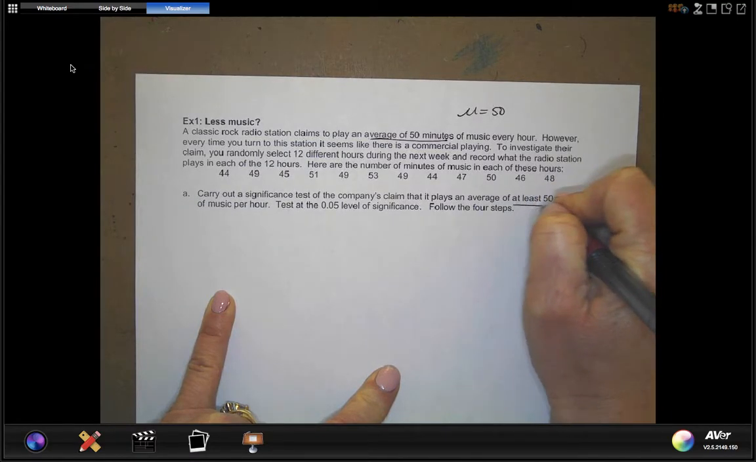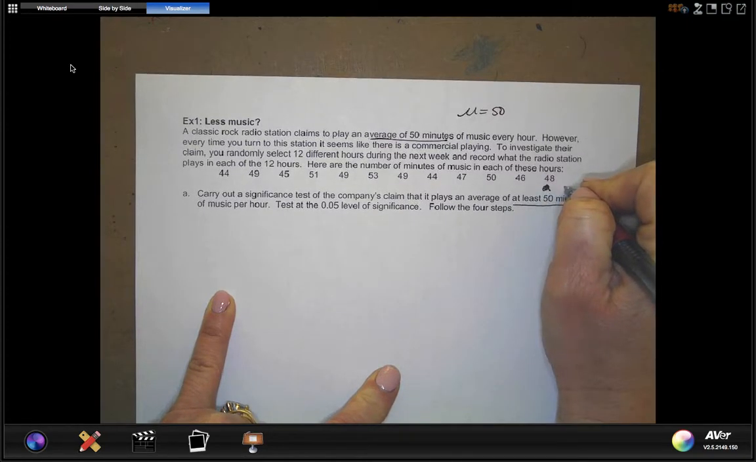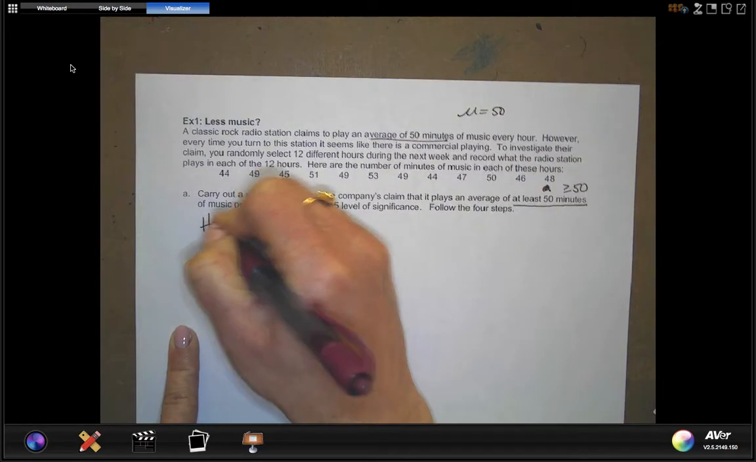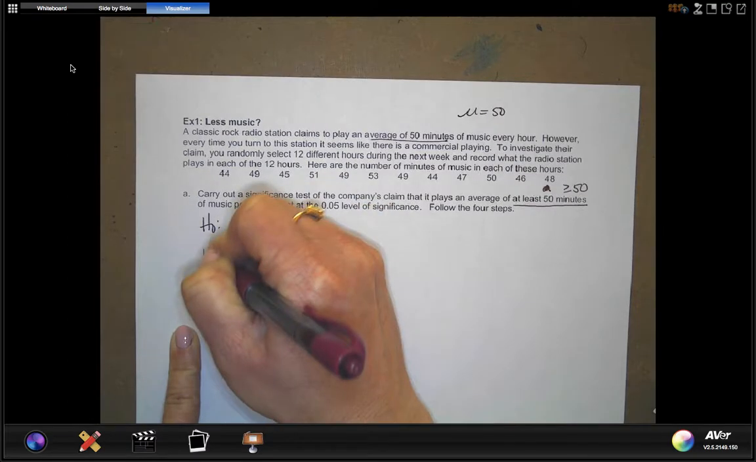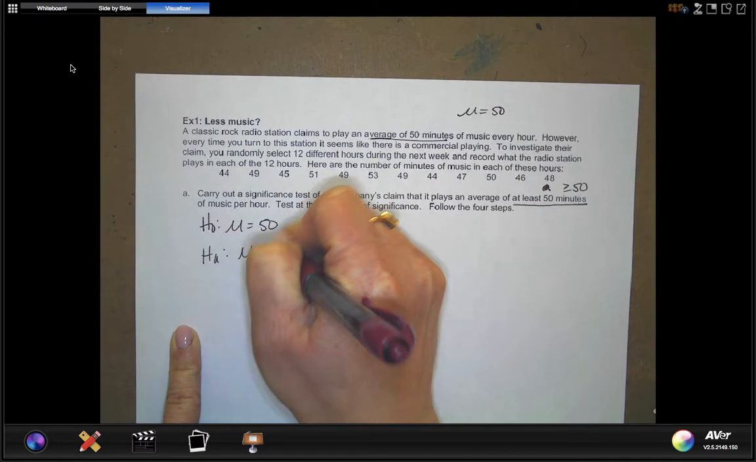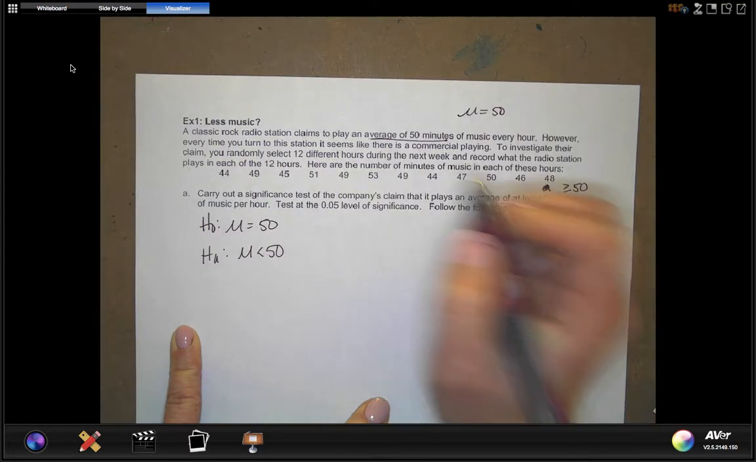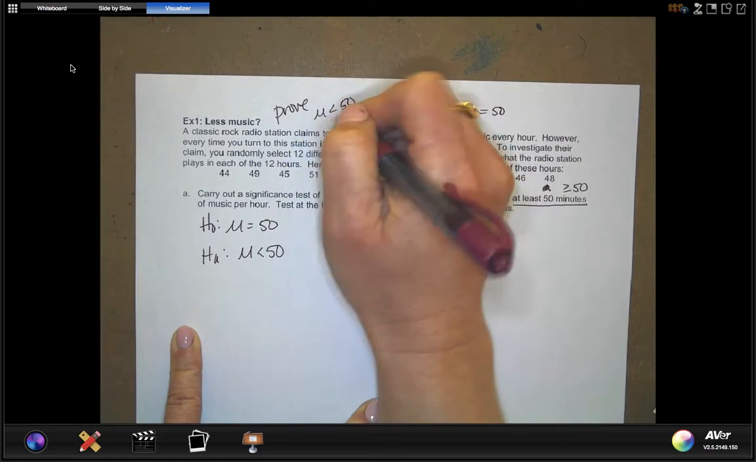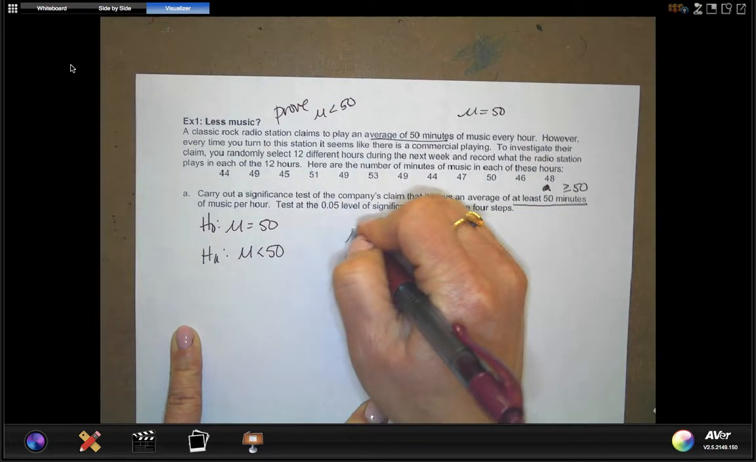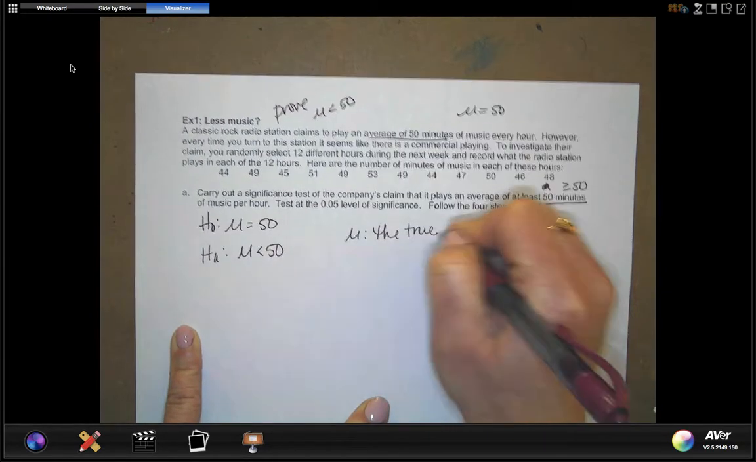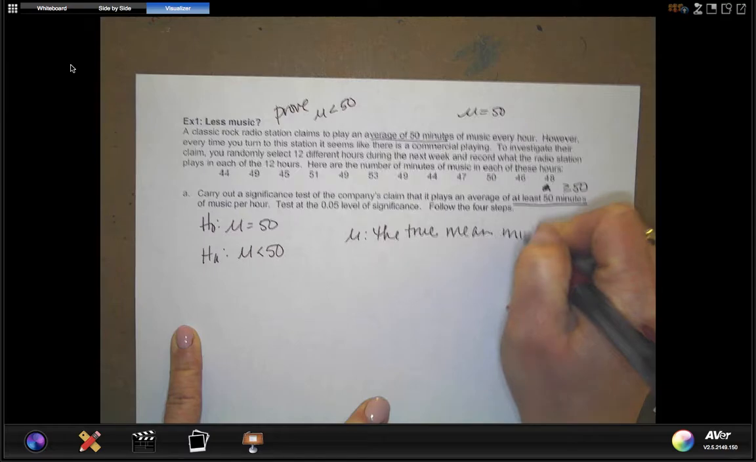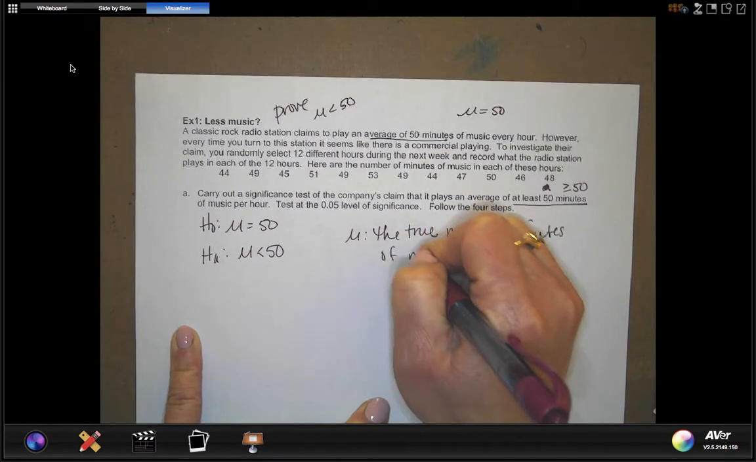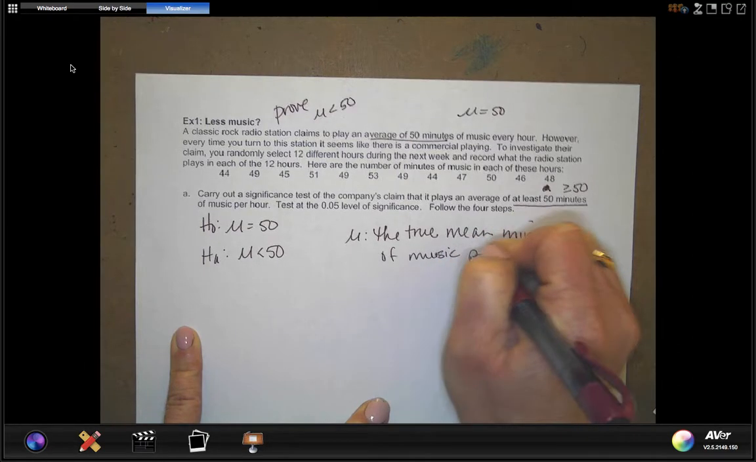All right, when it says at least 50 minutes, so at least 50 minutes would be greater than or equal to 50. There's an equal sign in there. So my HA is testing that it's less than 50. That's what I'm trying to prove here. So I want to find evidence that the mean is less than 50. This is the true mean minutes of music per hour.